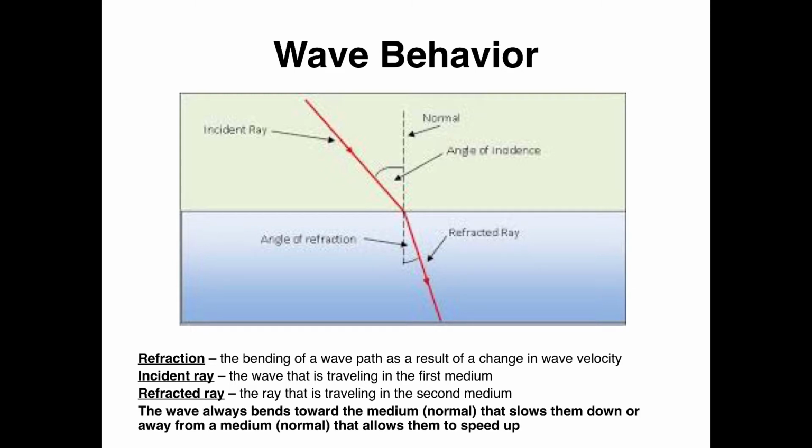Now, as it turns out, the wave will always bend toward the normal if the medium slows it down, or away from the normal if it speeds up. So in the picture shown here, if you start at the top, then this means that the incident ray is traveling faster than the refracted ray. Because when it slows down going into the second medium, it bends toward the normal, so that the refracted angle is less than the incident angle.